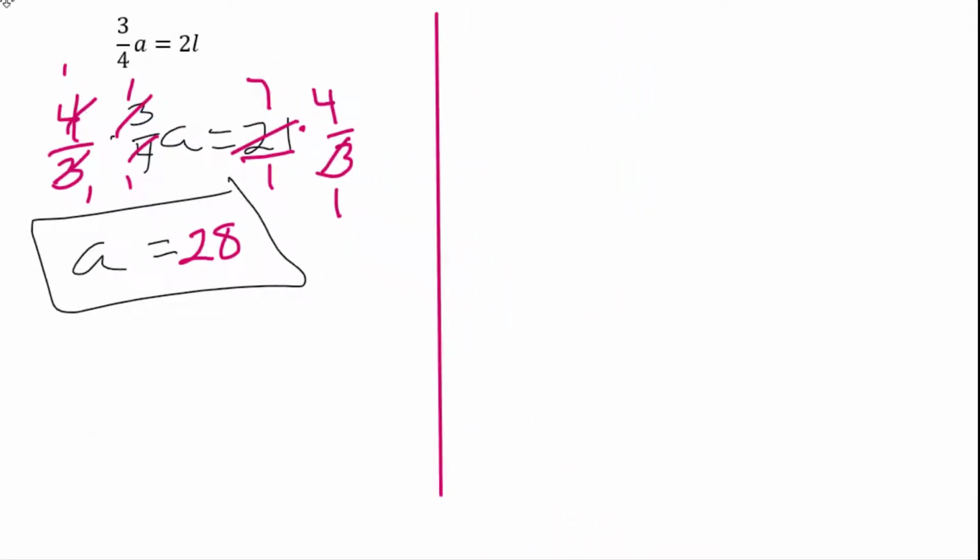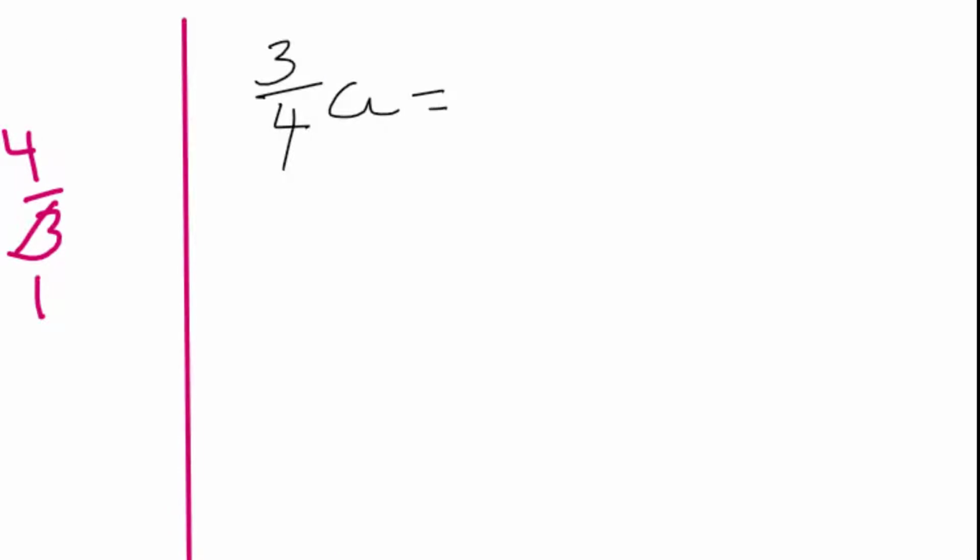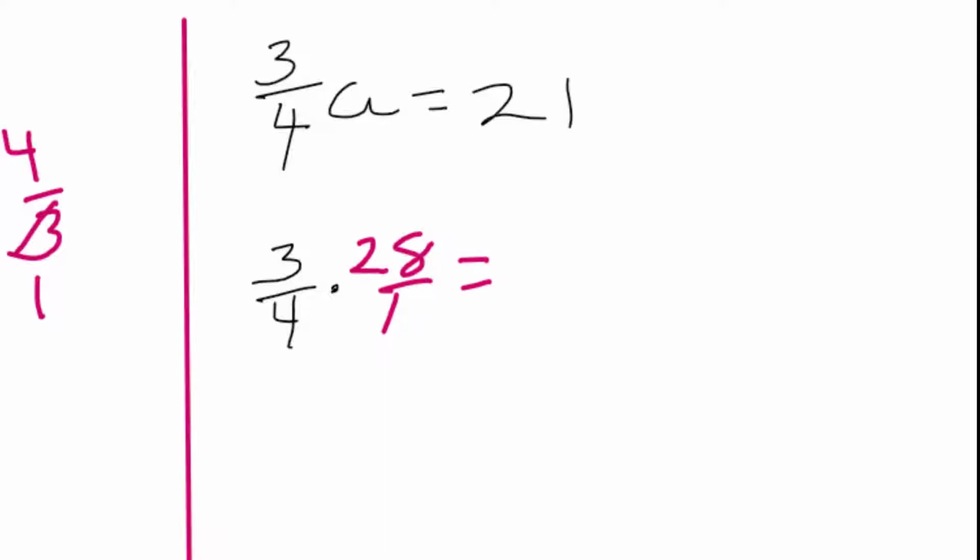Second step, we have to verify this. Is this correct? Okay, let's verify it. So what I'm going to do is rewrite my original equation here: 3/4 times a equals 21. And this time I'm going to plug in the number 28 anywhere that I see the variable a. Sometimes you'll have multiple ones. In this case, we just have one. So I just have to plug it in one time. So 3/4 times a, and we say a has a value of 28. So 28, go ahead and write it over 1, equals 21.